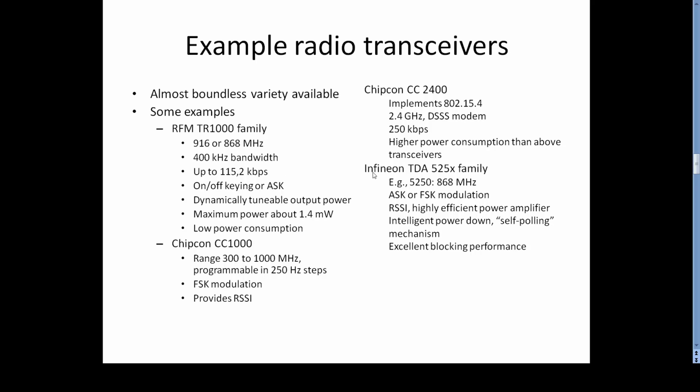And the next example is the Infineon TDA525x family. Here X represents the numbers. For example, the TDA5250 can be operated at 868 megahertz, and the modulation technique ASK or FSK can be used, and it will have excellent blocking performance. So these are some of the examples of radio transceivers.